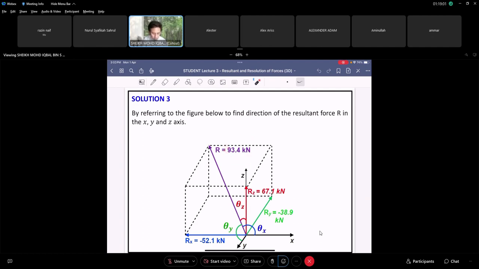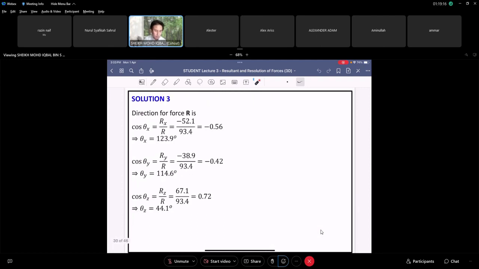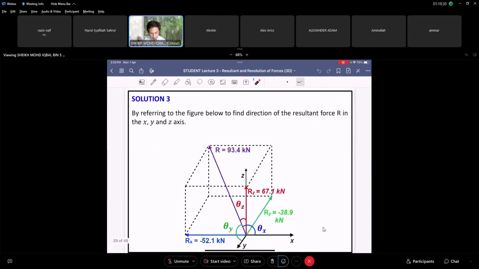Once you have drawn it, from this part to this part is theta x. This part, the resultant force to the y plane, is theta y. And this part here to the z plane is theta z, right? And then you can straight away calculate. It's very straightforward because you already have the resultant force in the x direction. We also have the resultant force magnitude, right? So calculate theta x, calculate theta y, and calculate theta z, 44.1 degrees, right?